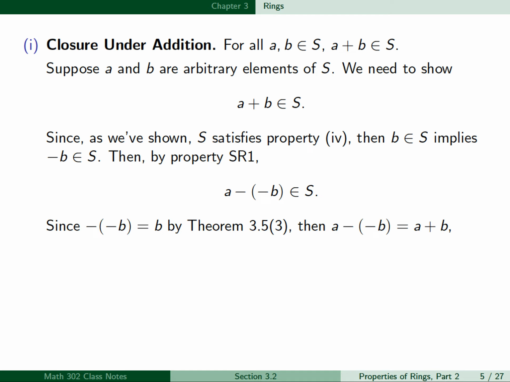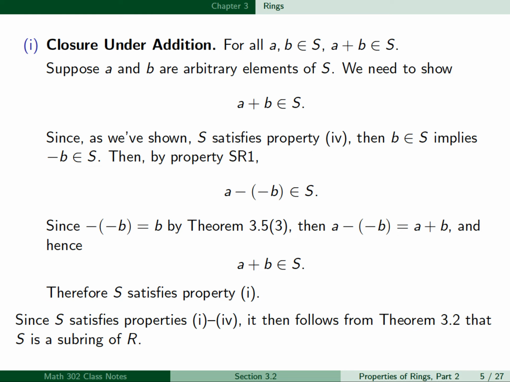Now since minus minus B is equal to B by Theorem 3.5 Part 3, then A minus minus B is A plus B. And hence A plus B is in S. And therefore S satisfies property 1. Since S satisfies properties 1 through 4, it then follows from Theorem 3.2 that S is a subring of R. So this makes it much easier to verify that a subset is a subring. We just have to show that it satisfies these 2 properties, SR1 and SR2.